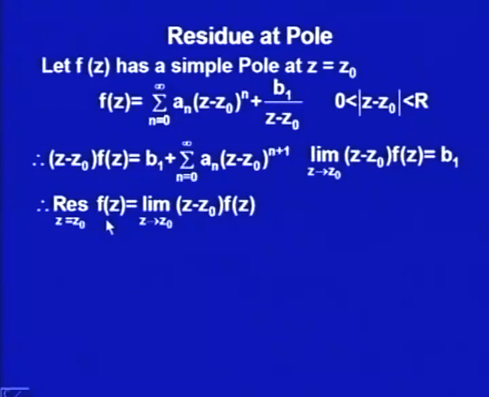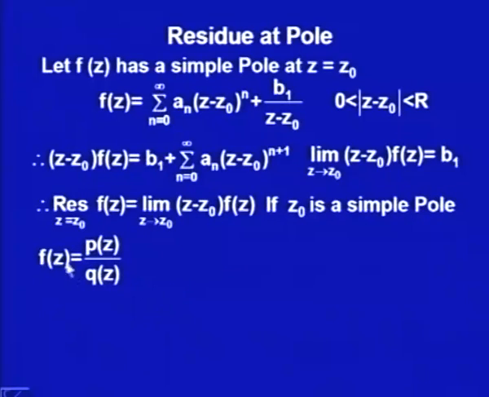Suppose my f is of a rational form, that is f is a ratio of two functions p and q, then what will happen? If f z is p z upon q z and p of z naught is not 0, that is z naught is not a 0 of p, but z naught is a 0 of q, and that 0 is a simple 0, so that I have a simple pole at z naught for f z.